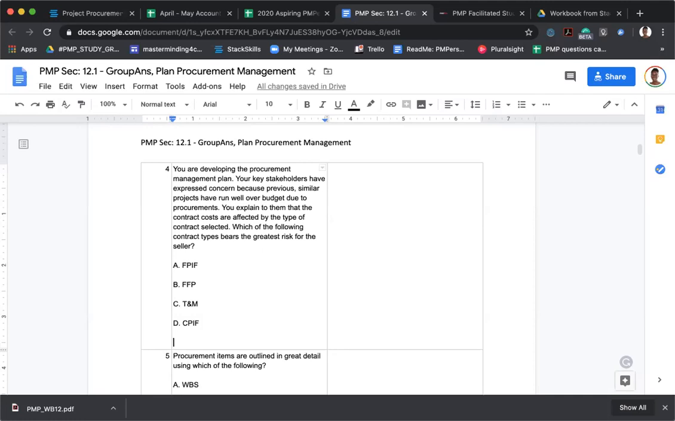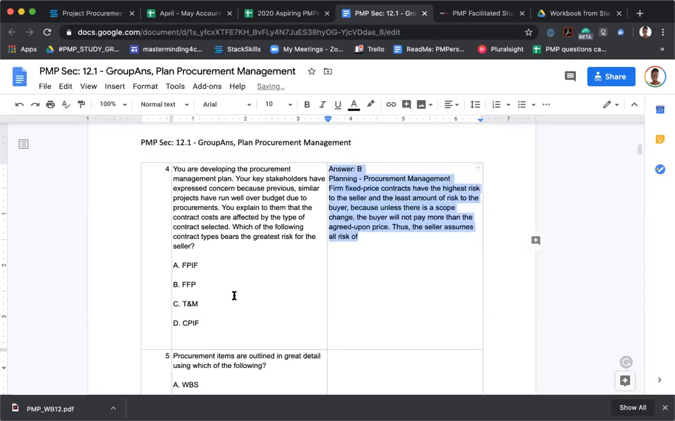Okay, I'm just looking at it. CPIF. Highest risk. I would go with FP. I think fixed. Oh, for the seller. Okay, so I would go with fixed price incentive fee. Yeah, I think it's B. Right. Oh wait, firm fixed price. I'm sorry. Okay, I said the other one. I'm sorry. Yeah, firm fixed price.